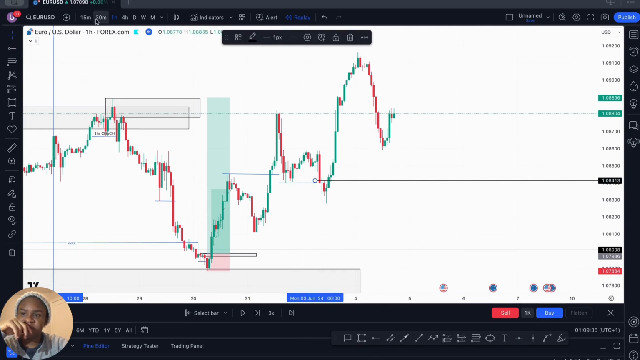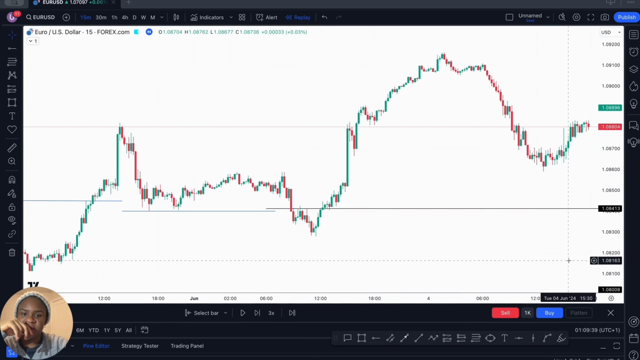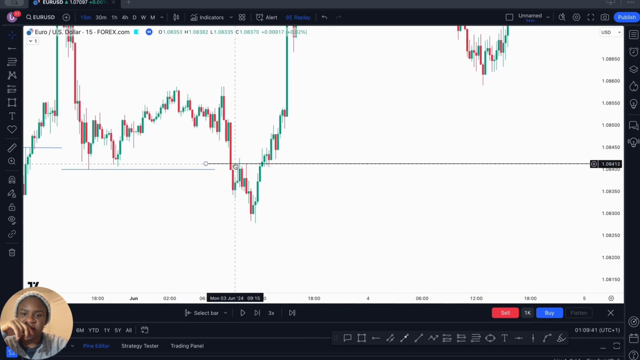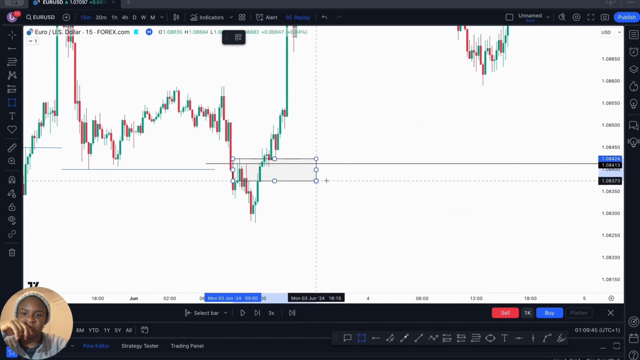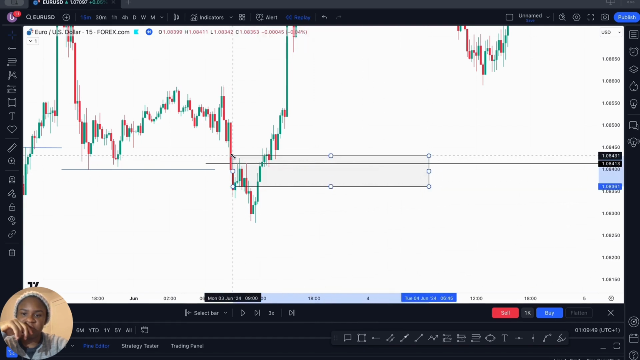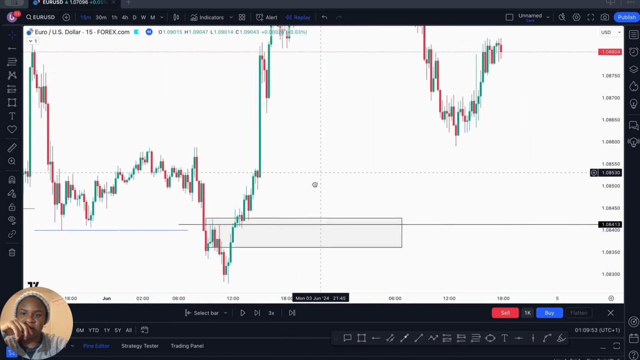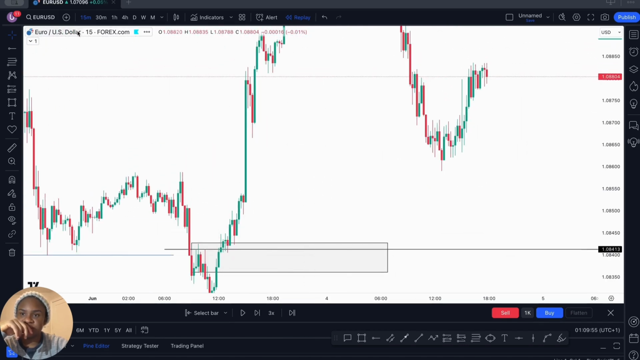If I go to 15 minutes on a lower time frame, it doesn't matter the time frame you use. If I go on 15 minutes, I can see there was a shift in market structure. And what happened? The market just tapped the breaker block here. The market just touched the breaker block. You can see it here. The market just moved up, came and touched the breaker block and continued in its journey.